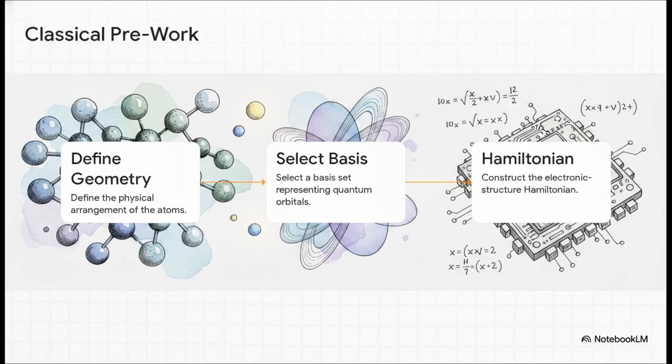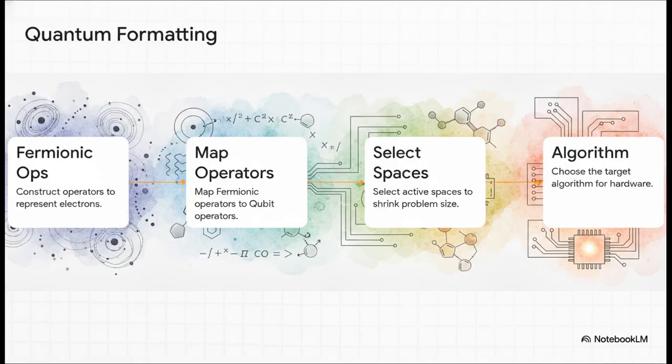All of this heavy lifting happens on a classical CPU just to figure out what the quantum computer actually needs to solve. Once we have that classical data, we've got to transform it into a quantum-native format. Step 1 here is constructing fermionic operators, which is essentially the mathematical language of electrons. But qubits aren't electrons, right? So step 2 requires these complex mathematical transformations to map those fermionic operators into qubit operators. Because qubit resources are incredibly scarce right now, step 3 involves selecting active spaces or symmetries to freeze out core electrons and artificially shrink the size of the problem. And finally, in step 4, you actually choose the algorithm that gets sent to the hardware.